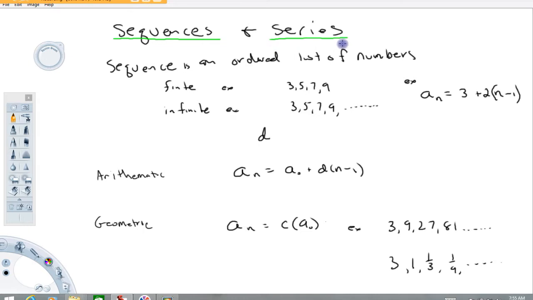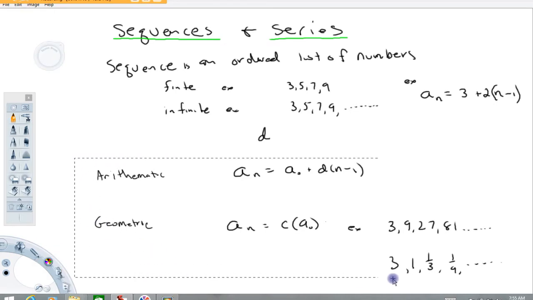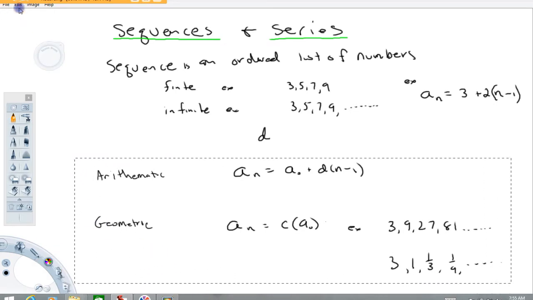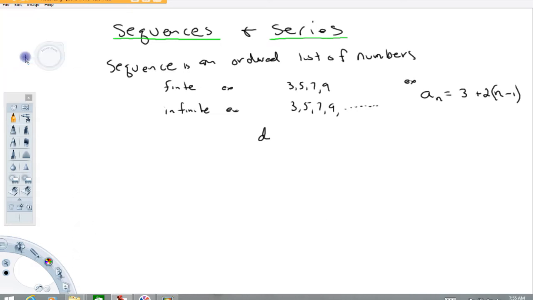Okay. So a series, let me get rid of this. We're not going to need this anymore. A series is a sum of a sequence. So if I were to take this guy right here, and I were to take 3 plus 5 plus 7 plus 9, I'm getting a sum of a sequence, and there's a little bit of notation that goes with that.